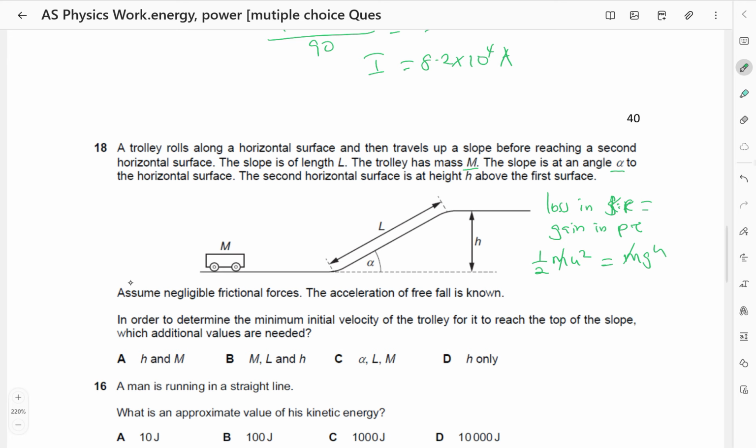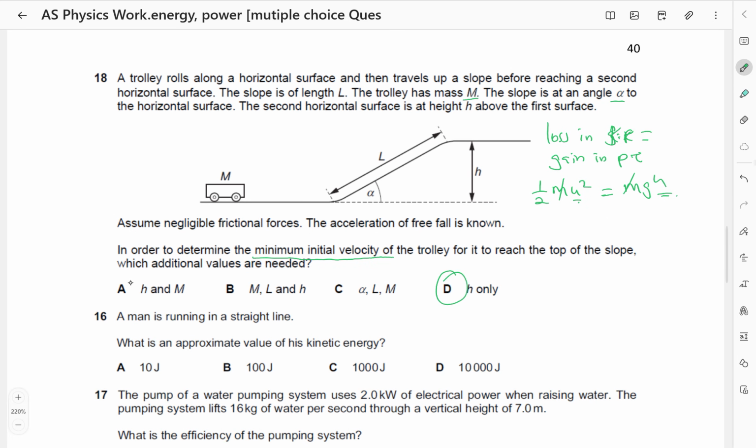So m cancels. And we want the minimum initial velocity of the trolley, so when it reaches height h, it comes to rest. In order to find u, we need only h. So the answer is h only. It is only h because g is known, since u is equal to the square root of 2gh, and g is known.